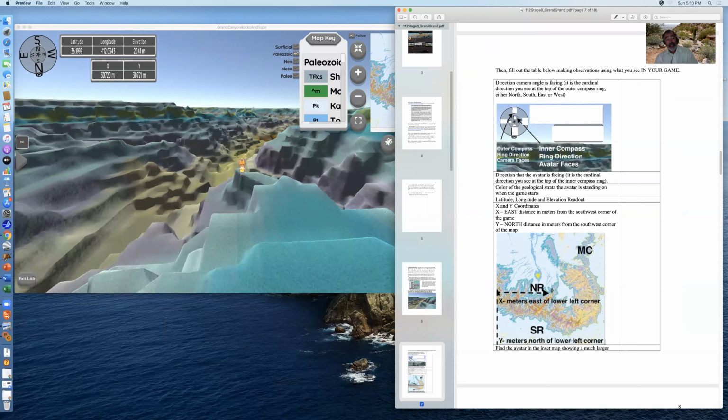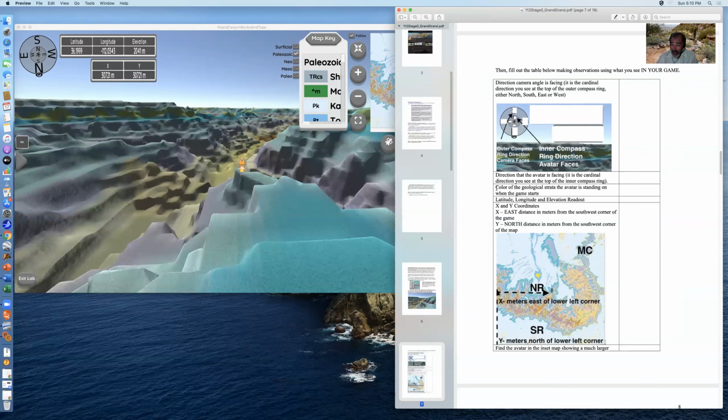The outer ring is the direction that you're looking with the camera. So the camera is looking at the avatar's face and I'm looking due south. The up of the inner ring is the direction that the avatar is facing. So it's opposite. The avatar is facing north.